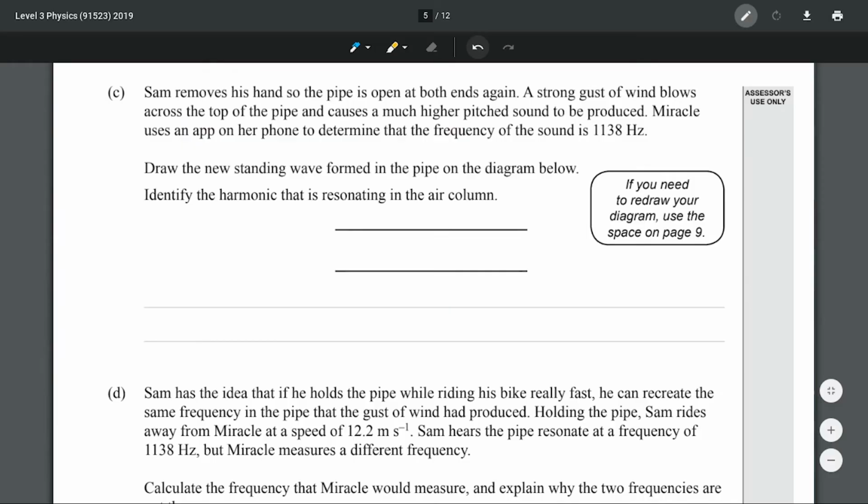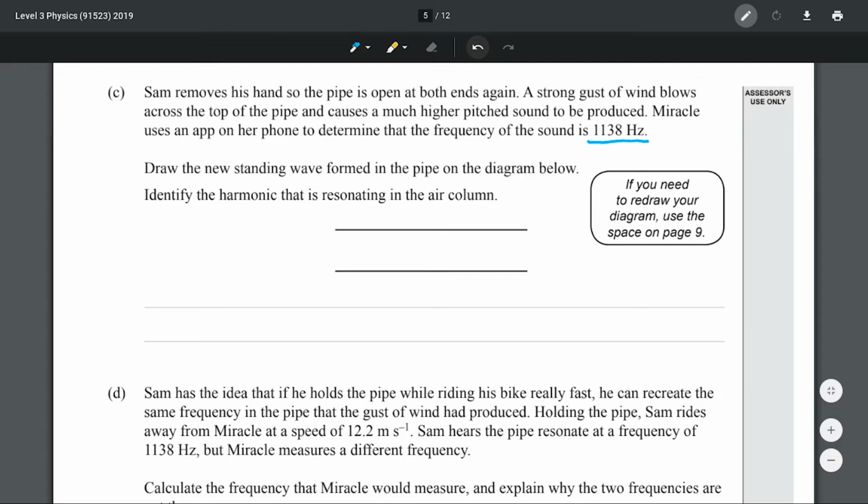Sam removes his hand so the pipe is open at both ends again. A strong gust of wind blows across the top of the pipe and causes a much higher pitched sound to be produced. Miracle uses an app on her phone to determine that the frequency of the sound is 1138 Hz. Draw the new standing wave formed in the pipe on the diagram below, and also identify the harmonic that is resonating in the air column.